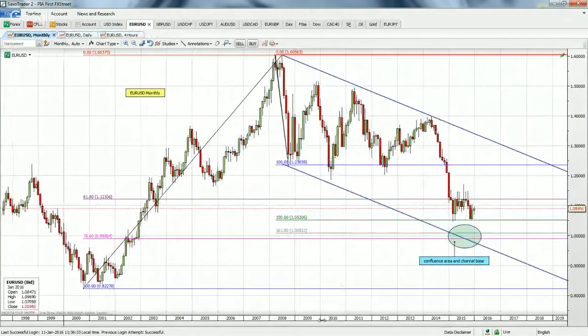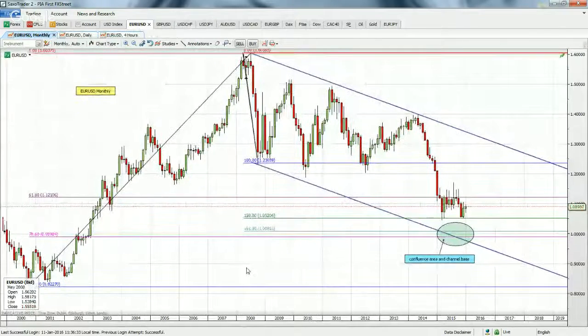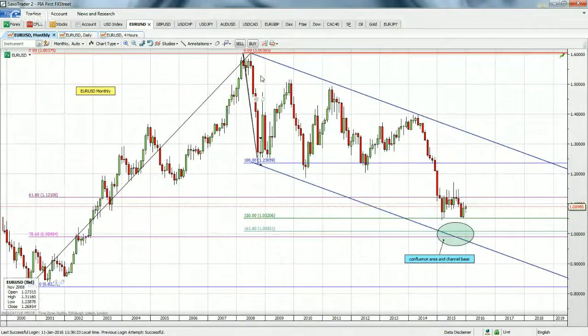So euro dollar, again, the big picture: an aggressive move to the upside from 2000 to 2008, mirroring that dollar move. And then this is a decent outside buy here, decent outside buy here. So you can see how powerful these candles are, and even an outside buy here.